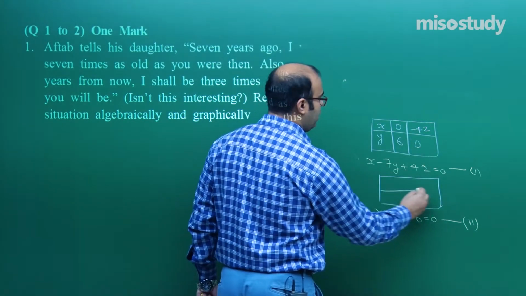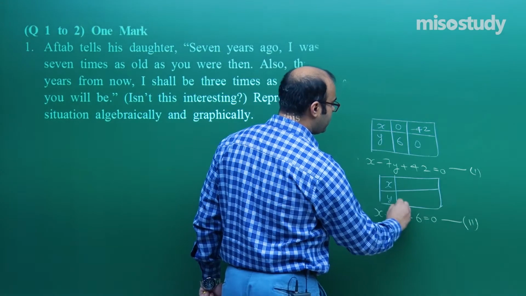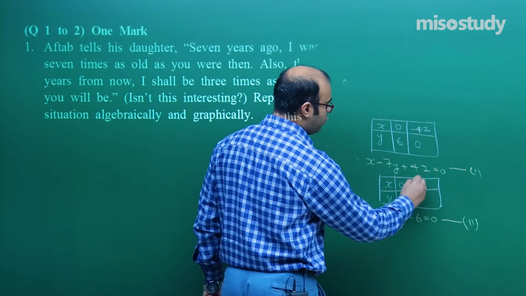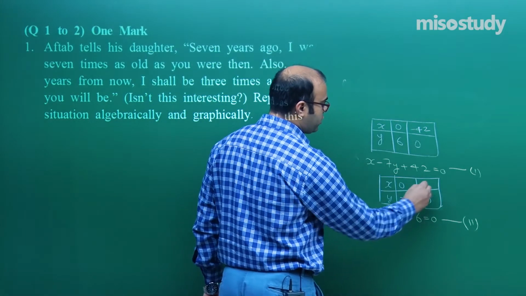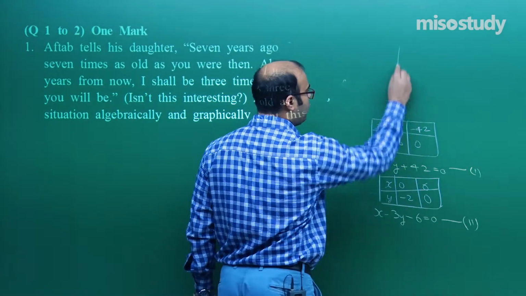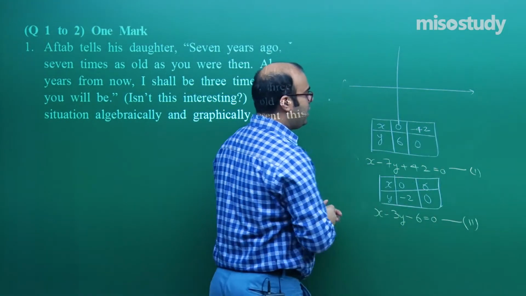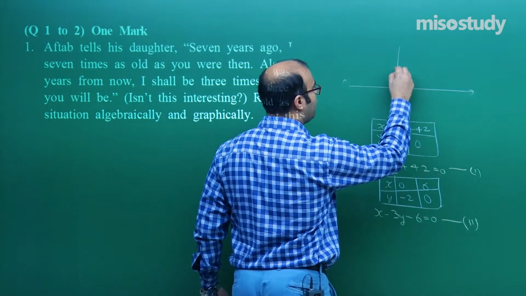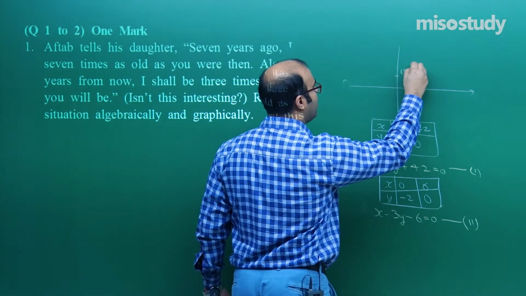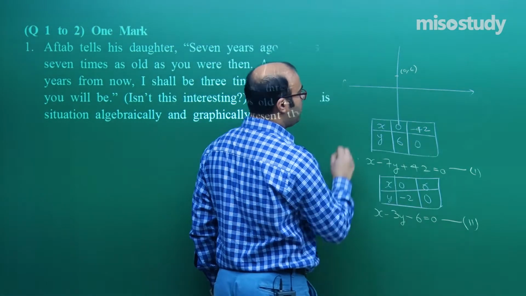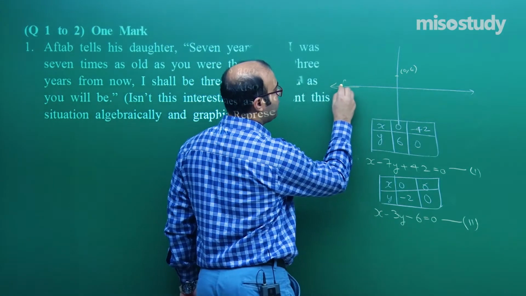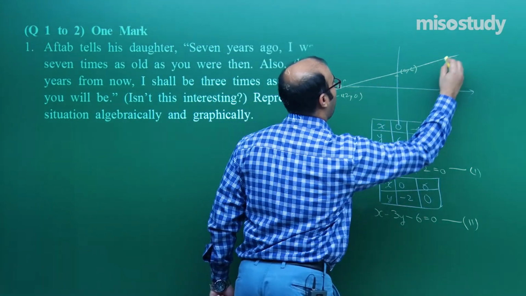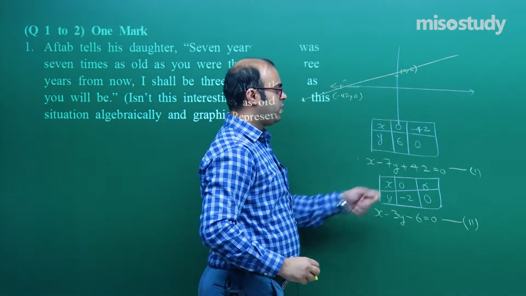Second one, if we take x as 0 here, what will be y? y will be minus 2. And if we take y as 0, x will be 6. So the equations will be represented graphically. For this first equation, 0, 6 is a point which may be somewhere here, and minus 42, 0 is a point which may be somewhere here. So this is the line which is represented by this first equation.